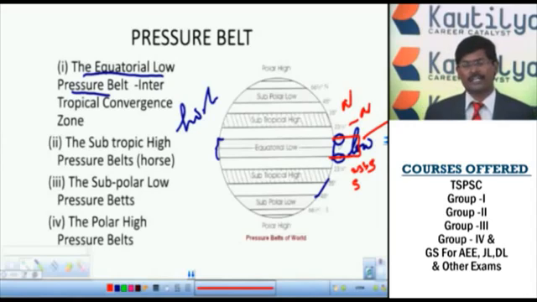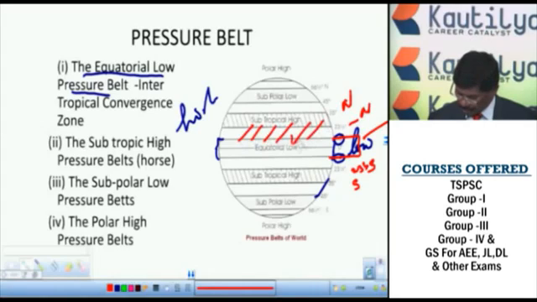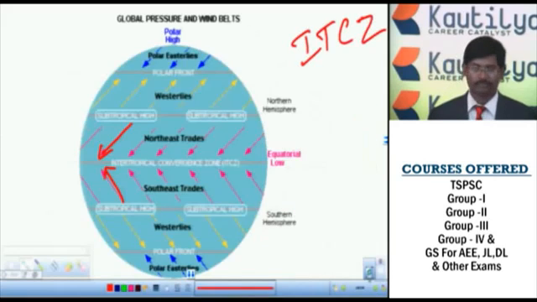We know what the direction of the movement generally is. We know that winds move from high pressure area to low pressure area. See now, from the subtropical high pressure area to the subtropical low pressure area, meaning the equatorial low pressure area. This is the direction of the winds: high pressure area to low pressure area in the northern hemisphere, then high pressure to low pressure in the southern hemisphere.